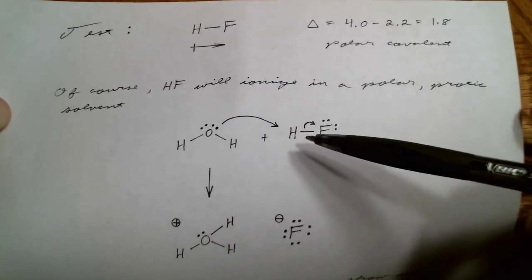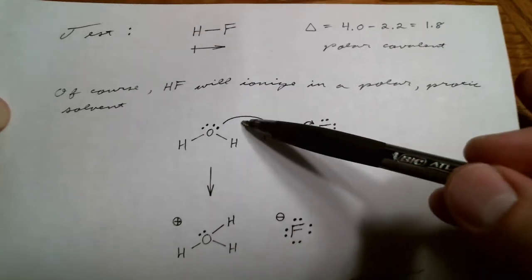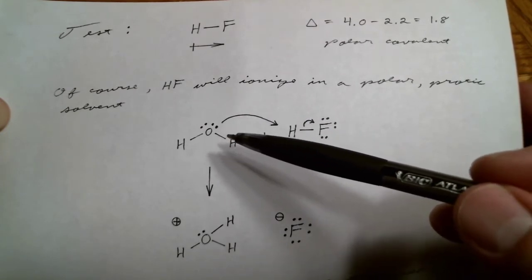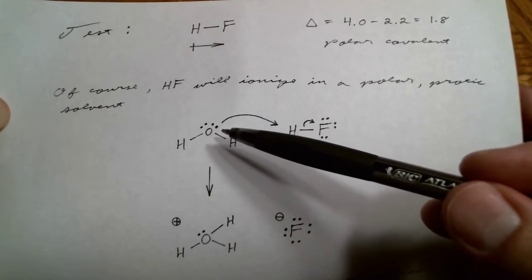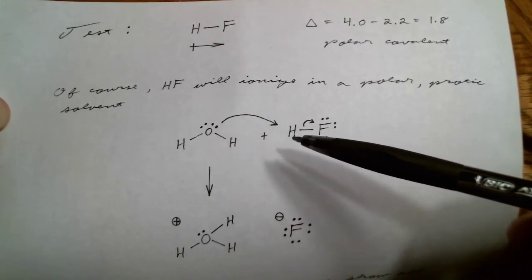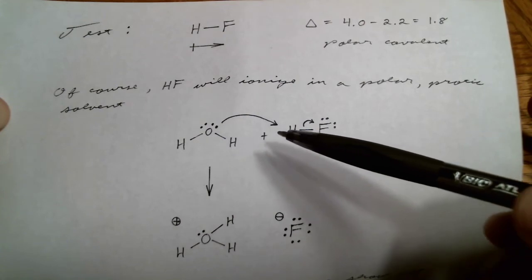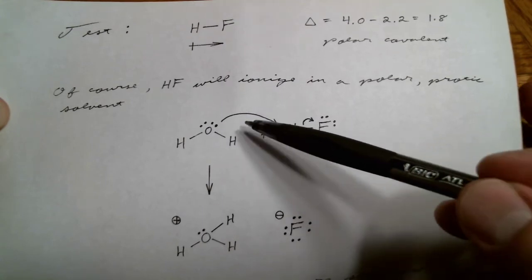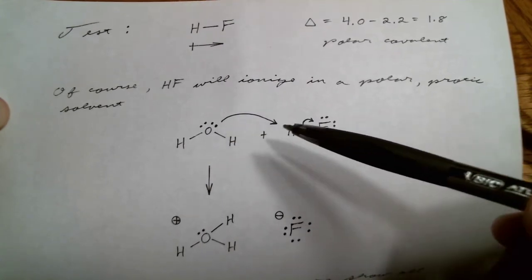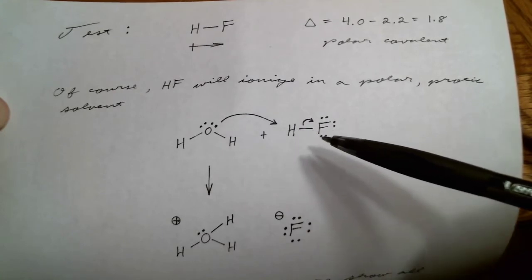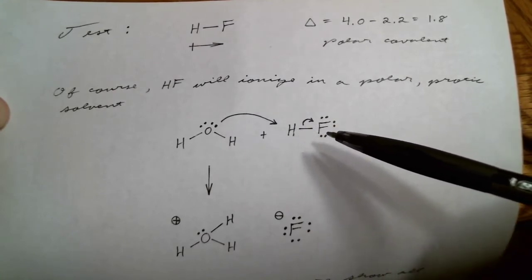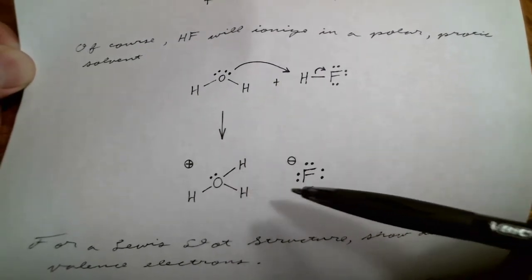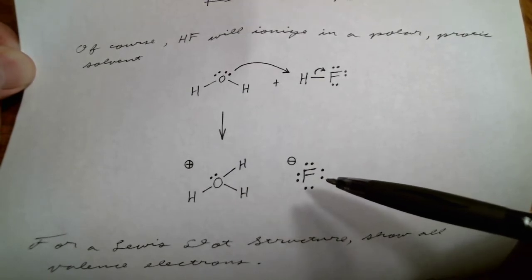Of course, HF will ionize in a polar protic solvent, such as water. Here we have drawn one of the lone pairs of electrons on our water's oxygen atom going to form a bond with the hydrogen. So we're using a double-headed arrow drawn towards the hydrogen atom, and if we form a bond to the hydrogen with that pair of electrons, we have to destroy this bond between the hydrogen and fluorine, so we put those electrons onto fluorine, and in the process we generate H3O plus and the fluoride anion.